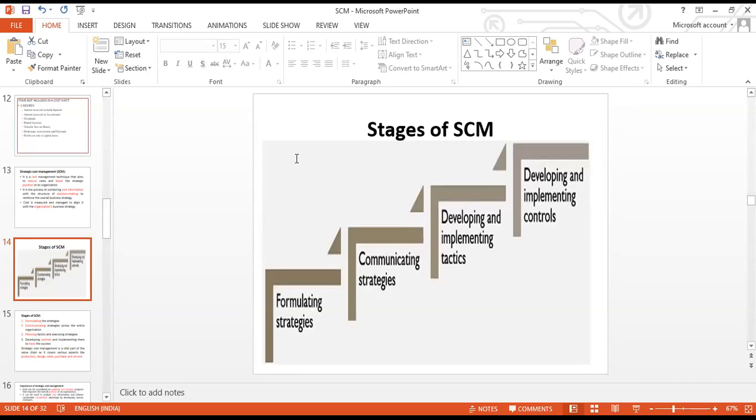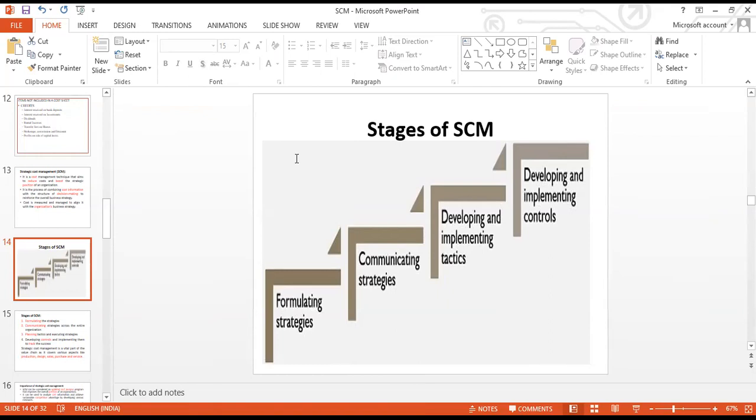Getting this? Then whatever strategies, whatever development plans you have prepared, you should communicate these plans with your employees, with your stakeholders, with your suppliers, with your bankers, with your production system, with your management. Getting this? So first I need to design the policies. And I need to communicate these strategies or policies within my organization. And I will ask every stakeholder of the organization, every employee of the organization, to implement these strategies. Okay. So in stages of strategic cost management, the third stage is developing and implementing the tactics.